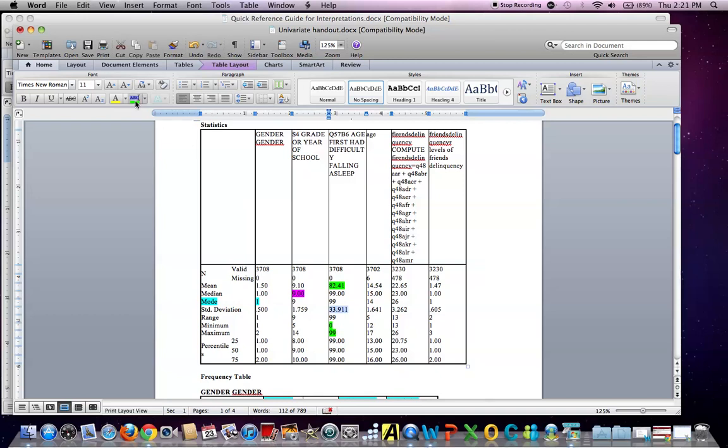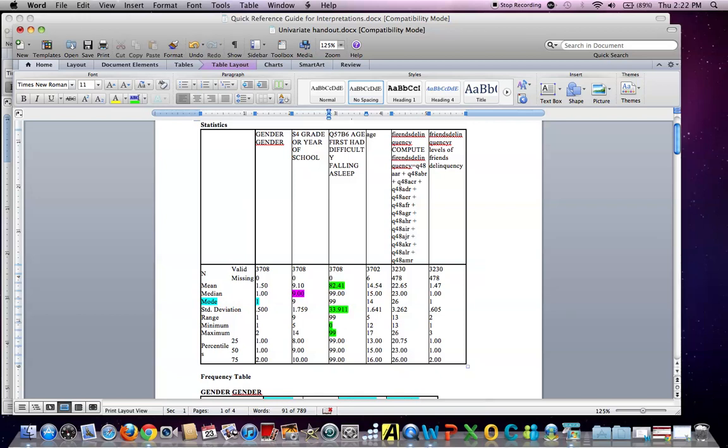Alright, so let me explain what these things are. Your mean is your average. That's your measure of central tendency. That is your average score. Your standard deviation says how much variation there is around your mean. Again, how much variation there is around your mean. So you never report a mean without its standard deviation.